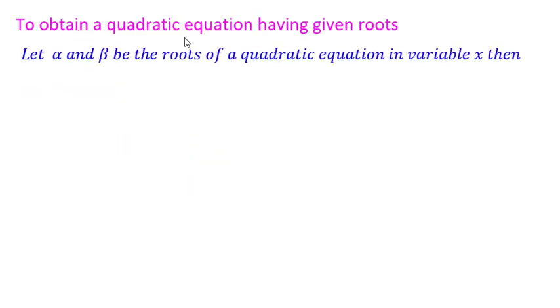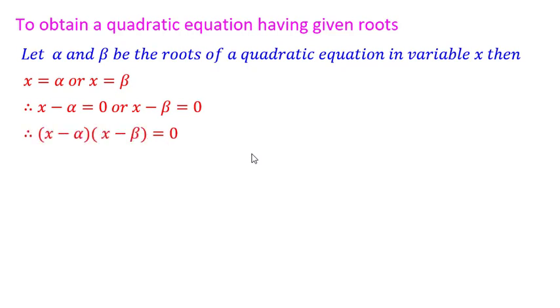Now how can we obtain a quadratic equation when the roots are given? So let us consider alpha and beta are the roots of a quadratic equation in terms of x, then x equal to alpha or x equal to beta, right? As alpha and beta are the roots of the quadratic equation, x equal to alpha or x equal to beta. Now as x equal to alpha, I can say that x minus alpha is 0, or I can say that x minus beta equal to 0. Now as both the values are 0, if I multiply them, I will get the answer as 0. So x minus alpha into x minus beta is 0.